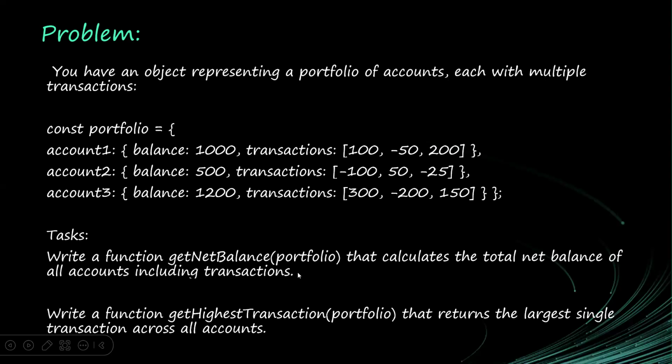The second task is that we should write a function that gets the highest transaction, that returns the largest single transaction across all accounts. This second function should check all the transactions and find which of the accounts has the highest transaction. All right, the highest net transaction. So now, step one is that you need to understand the data structure.